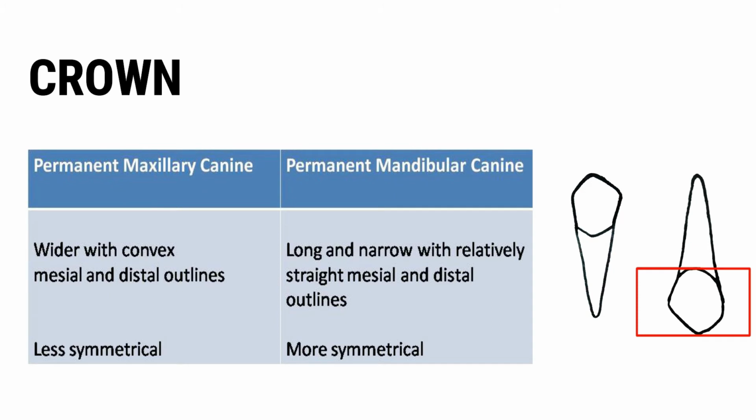Crown. Maxillary canine has a wider or larger crown with convex mesial and distal outlines, while the mandibular canine has a less bulky crown which is long and narrow with relatively straight mesial and distal outlines. Also, the mesial and distal halves of maxillary crown are asymmetrical or less symmetrical. But the mandibular canine shows less symmetry on the mesial and distal halves.